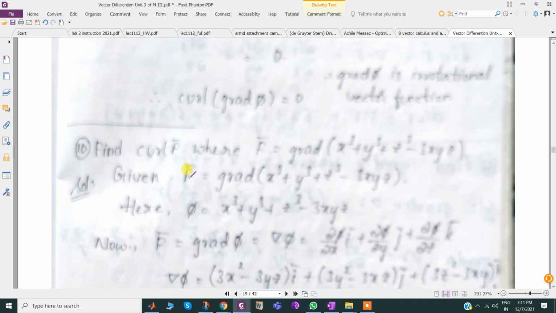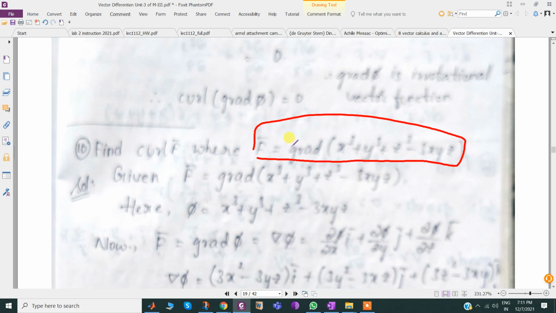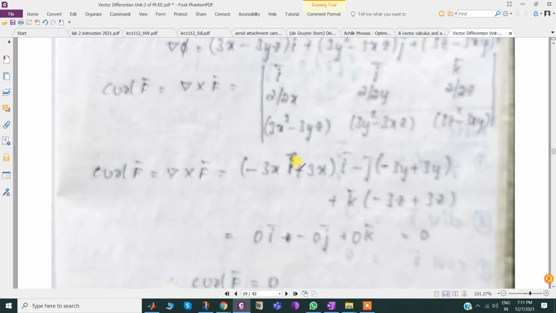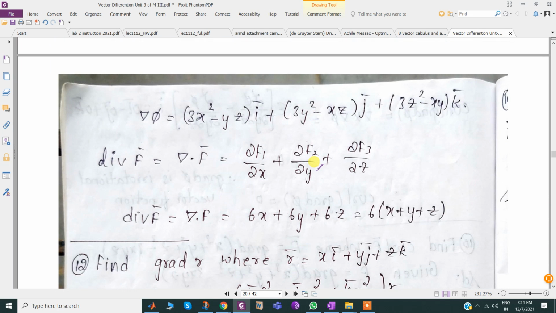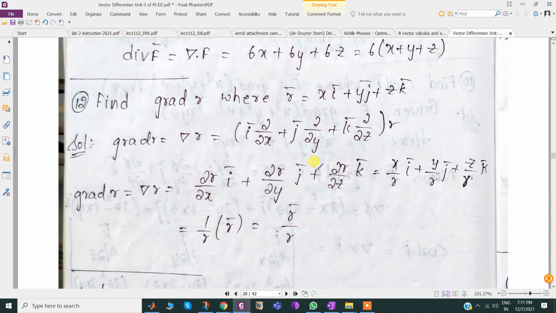We may get that. Similarly, f bar is equal to grad of x cube plus y cube plus z cube minus 3xyz. So f bar, then phi, the inner value is taken as phi, calculating that and simplification. Similarly, div f equal to f bar curl, the same here.